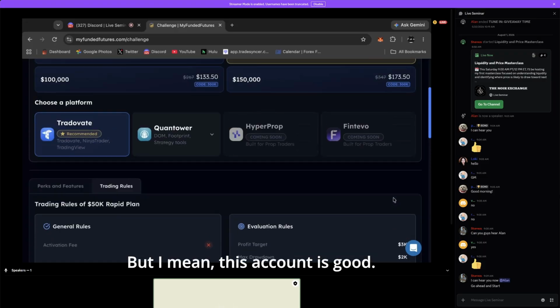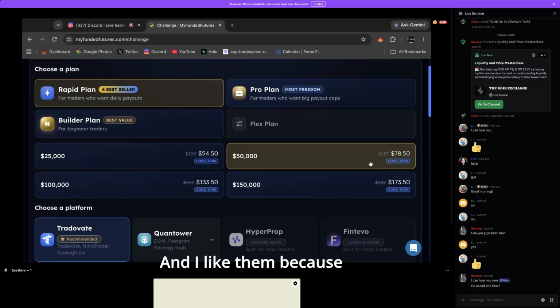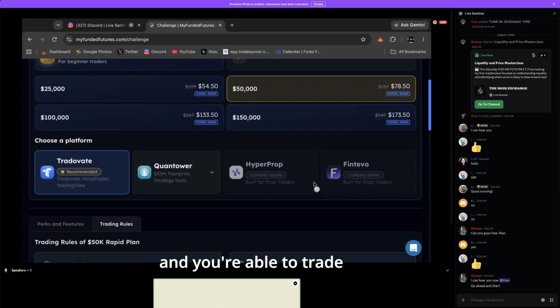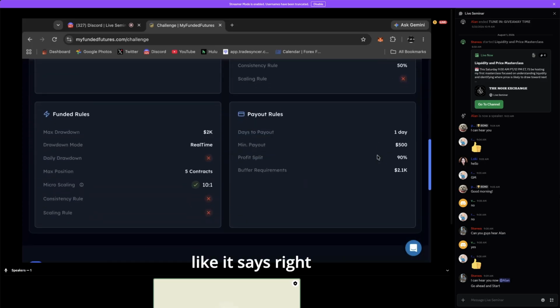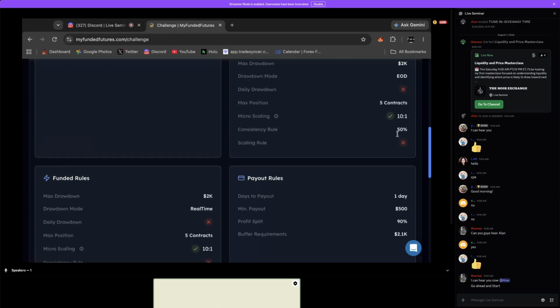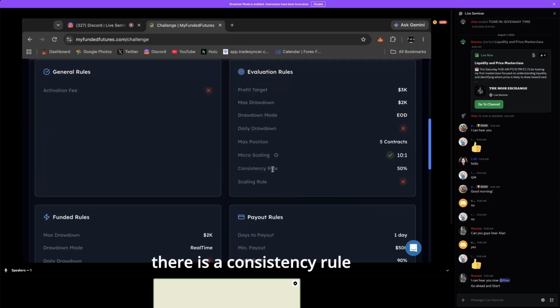But I mean, this account's good, and I like them because, as you guys can see, you're only investing really $80. But if you're able to trade consistently, you're able to withdraw, like it says right here, 500 daily minimum. I don't know what the max is, but basically once you make over 2K, you're able to withdraw daily. And here it does say there is a consistency rule on the evaluation phase, which is 50%, which limits you from making over 1,500 of your profit target, because that would be 50% of the target.